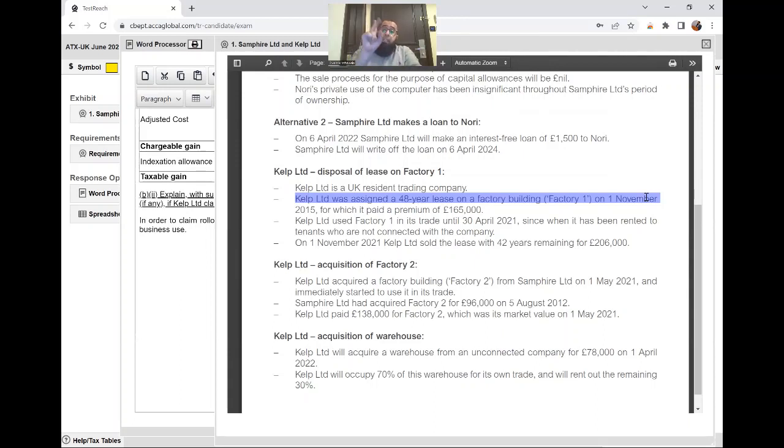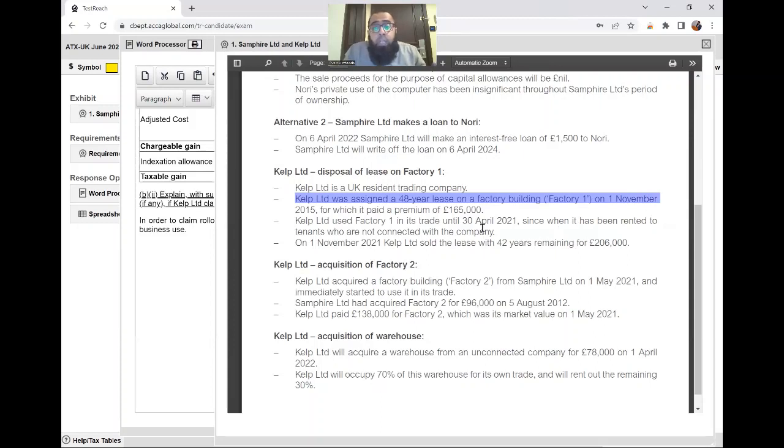Now November 16, 17, 18, 19, 20, and November 21. So the total ownership period is 6 years, from November 15 to November 21. Please listen to me. The total ownership period is 6 years.